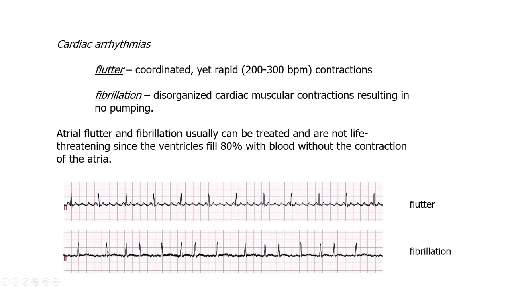And at the bottom, you have an example of this discoordinated fibrillation. You can see the QRS cycles are not equally spaced at all. Now, with flutter and fibrillation, if it's in the atria, because you can have ectopic pacemaker activity in the atria as well, that's not going to be of such concern because remember, only 20% of your end diastolic volume is contributed by atrial contraction. Remember, 80% goes in during the rapid filling period simply because the ventricles are under lower pressure and suck the blood down. So atrial flutter and atrial fibrillation, which you'll almost always hear as AFib, are not life-threatening and can largely be treated.